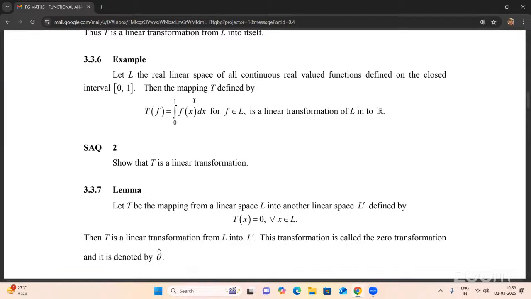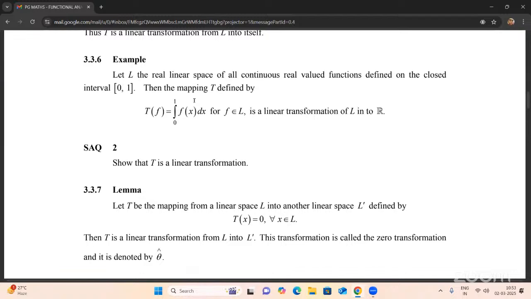According to the definition, transformation of x plus y equals T of x plus T of y, and T of alpha x equals alpha into T of x. These two steps define the definition of linear transformation. At the same time, that is also called homomorphism on vector spaces.